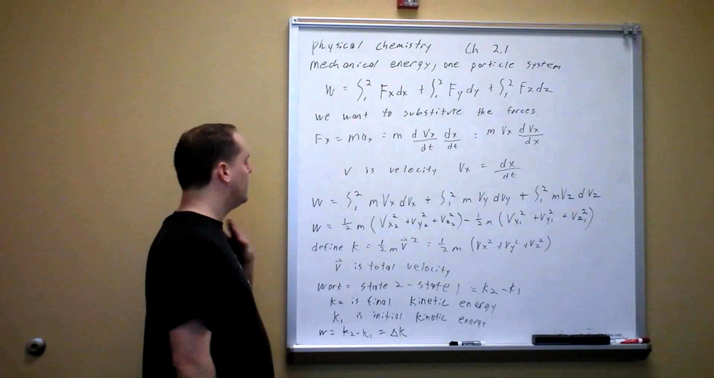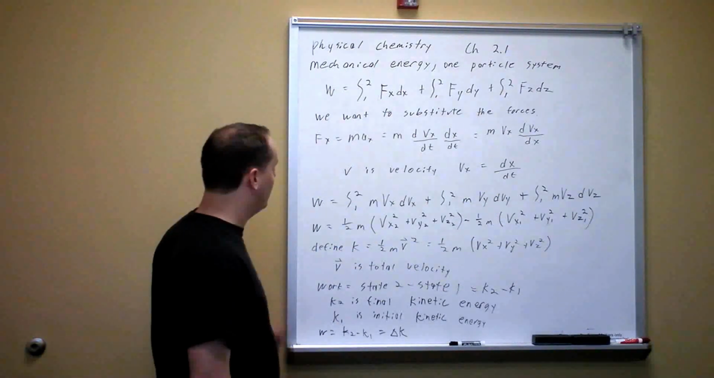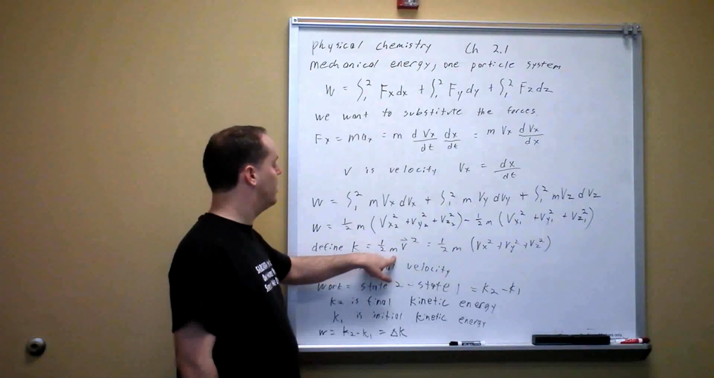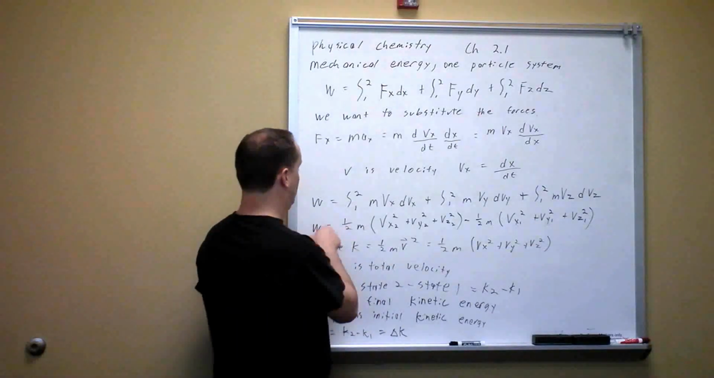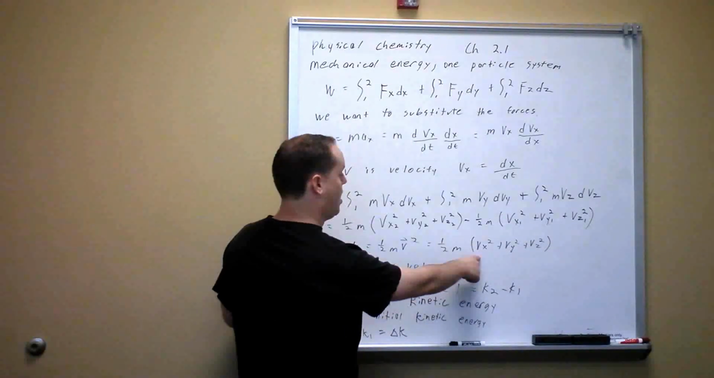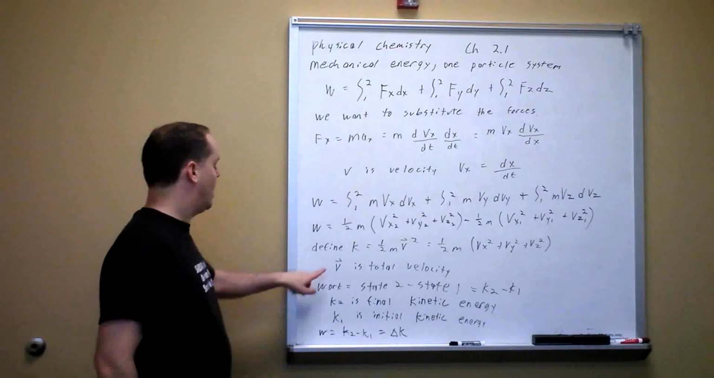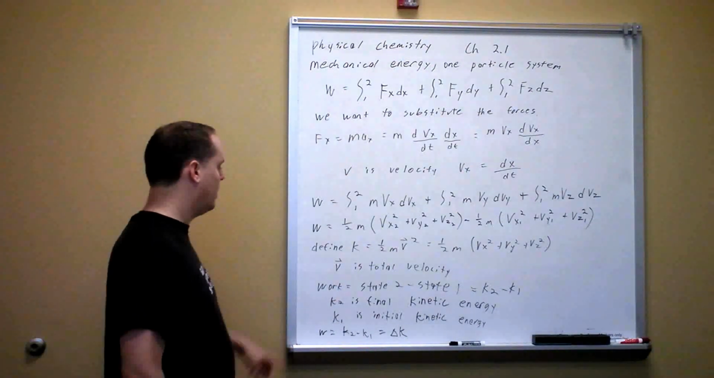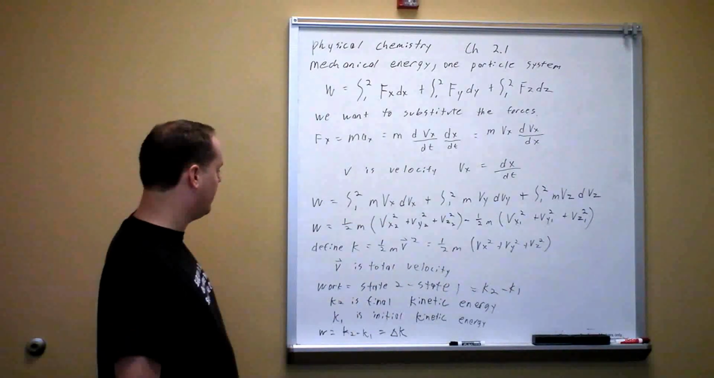So we're going to define K is equal to 1/2 mv squared. That's our kinetic energy: 1/2 times the mass times the velocity squared. Using this formula, we could substitute 1/2 mass times vx squared plus vy squared plus vz squared. And so v is the total velocity in all 3 dimensions. That's where you use the Pythagorean theorem if you wanted to add those up and get the total velocity.